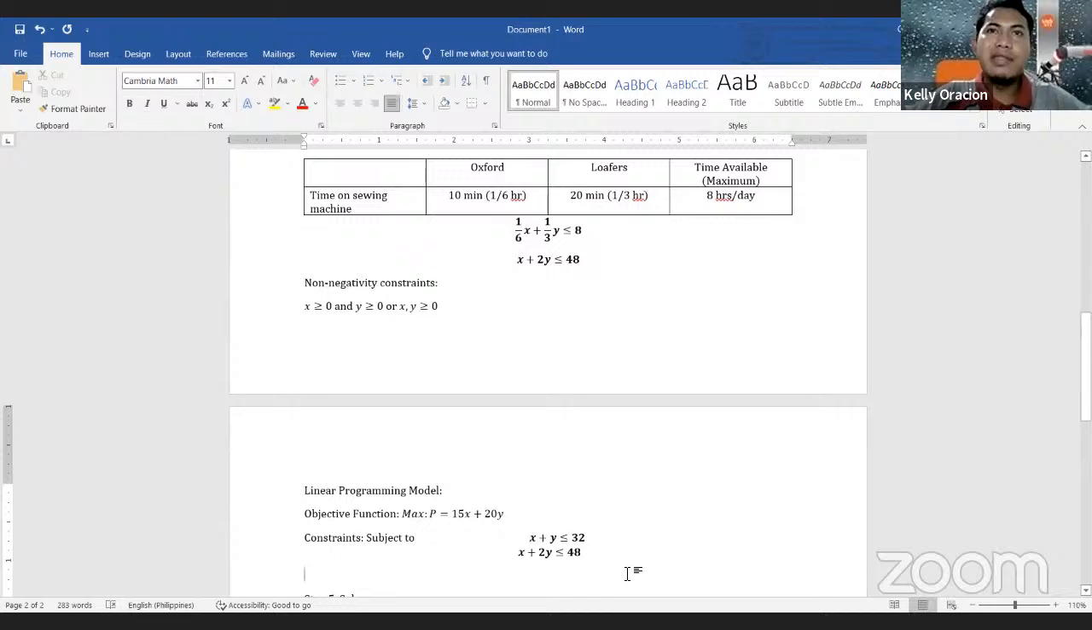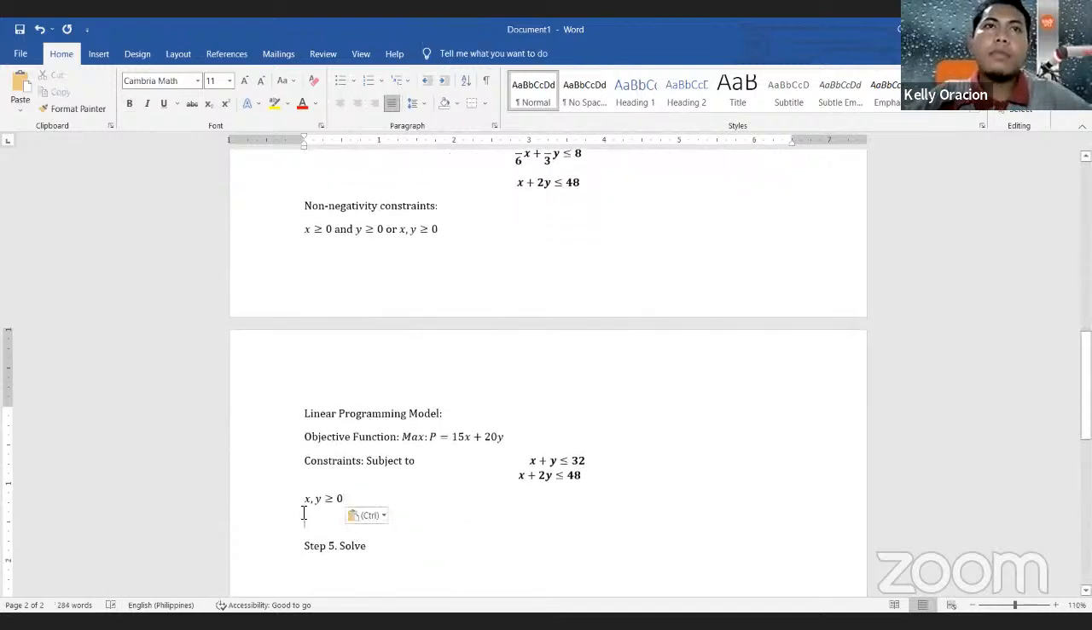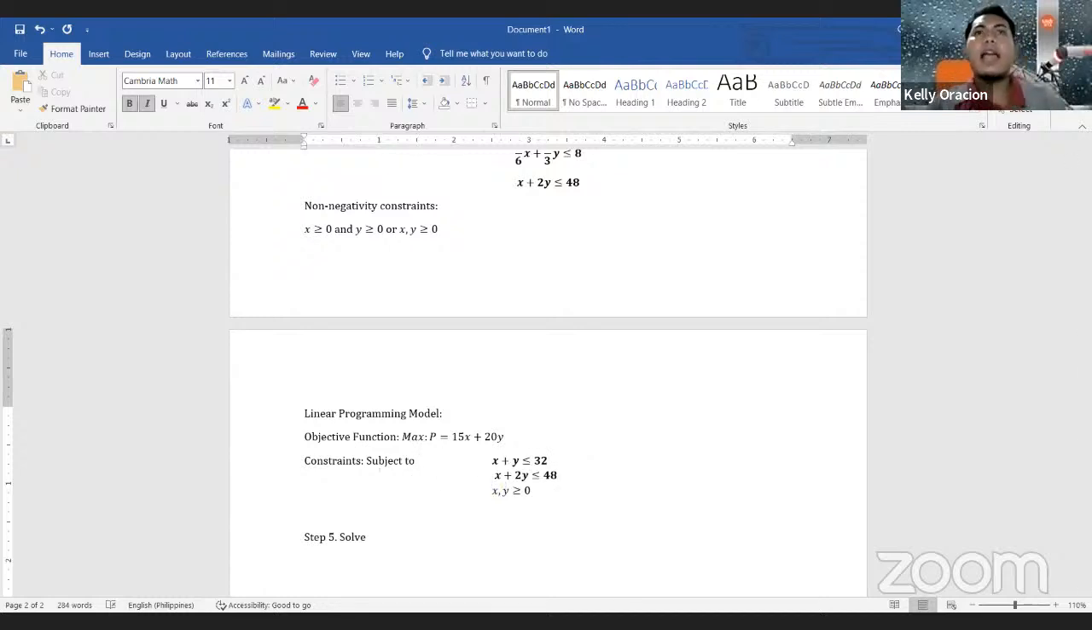Then, of course, we do not forget the non-negativity constraints. Kamo na pili. Kani ba tanan or kani? Pwede ra kani lang ha. The non-negativity constraints, pwede ra kani. Okay, yan. Kompleto na tayo. We have now our linear programming model.